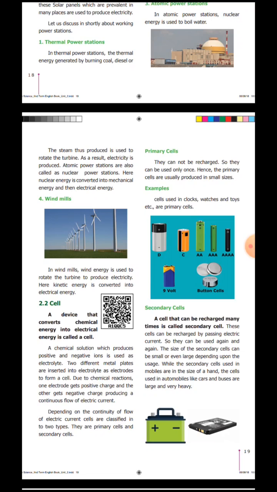Have you understood, children? Yes. Next, last, windmills. In windmills, wind energy is used to rotate the turbine to produce electricity. Here kinetic energy is converted into electrical energy. The windmill is a machine with rotating blades, a device to convert wind energy into electrical energy. So what is a windmill, children? A windmill is a machine operated by wind, so that electrical energy is produced. In windmills, kinetic energy is converted into electrical energy.